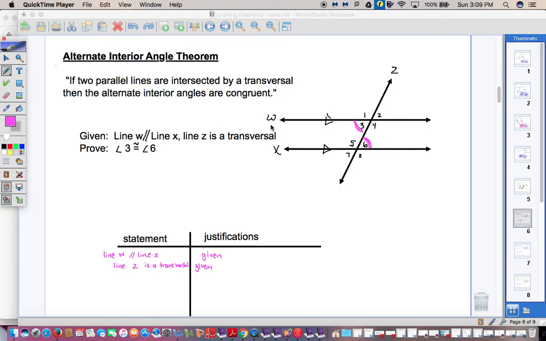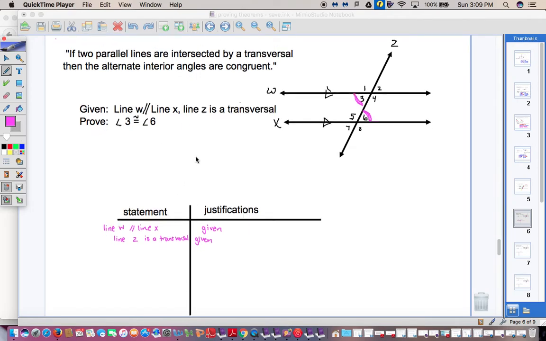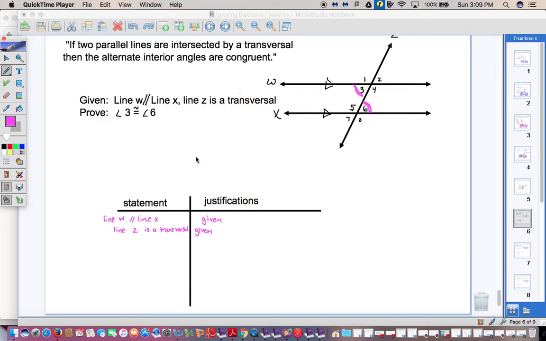We're told that line W is parallel to line X and that Z is a transversal. Okay, so I can say that line W is parallel to line X, and that's given, and line Z is a transversal, and that's given. But honestly, you don't have to write that second line there. You can, but it's not really going to affect our proof. Okay, so what we can use are any of the things that we've already proven.